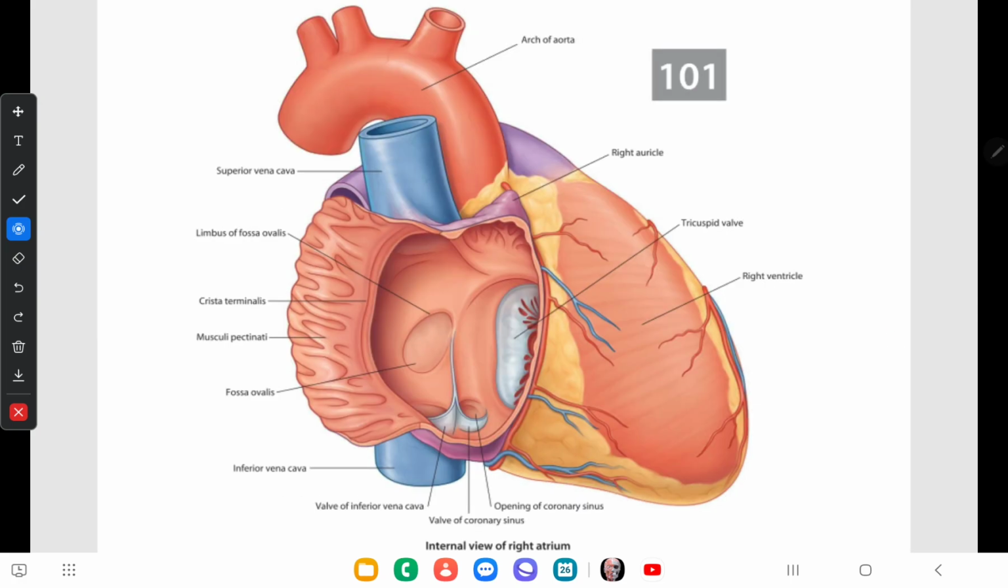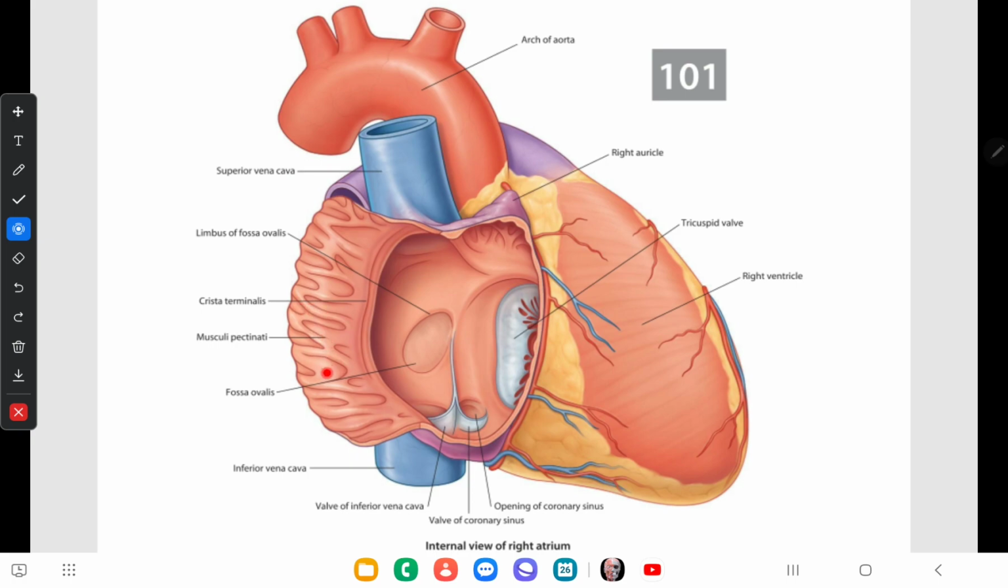Now let's see each chamber in detail, the interior aspect or features of each chamber separately. First I am going to discuss the right atrium. Here you can see the cut section of the right atrium, opened, and here you can see a smooth wall part and a rough wall part. The smooth wall part lies posteriorly, you can see very well. Then the rough wall part lies anteriorly.